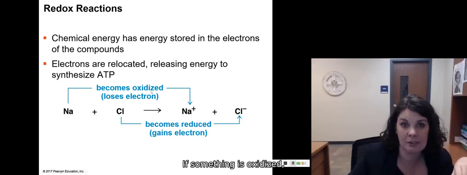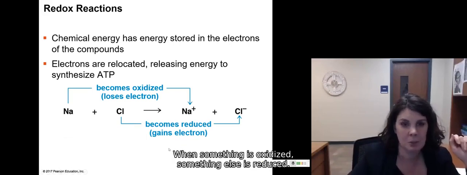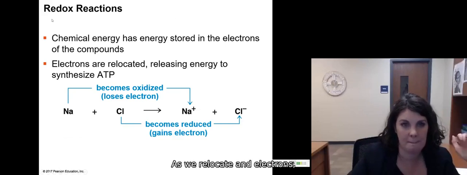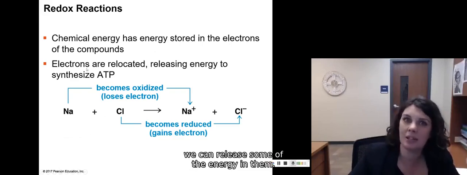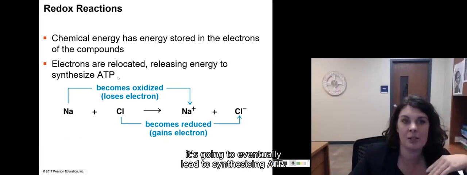Okay, these are always going to be coupled together. If something is oxidized, something else is going to be reduced because electrons don't just magically appear and disappear. So when something is oxidized, something else is reduced, and these are called redox reactions. As we relocate electrons, we can release some of the energy in them, and as we slowly take that energy out of electrons, it's going to eventually lead to synthesizing ATP.